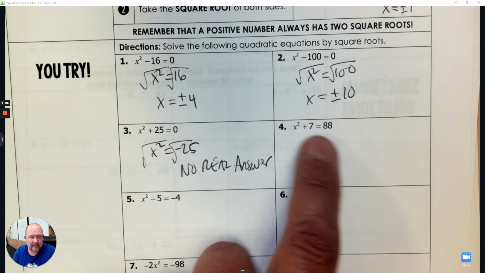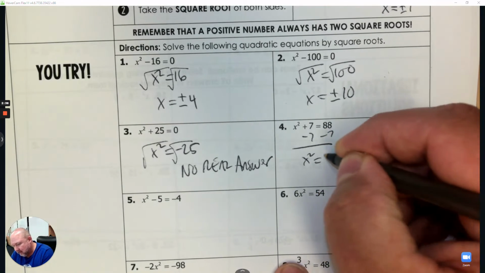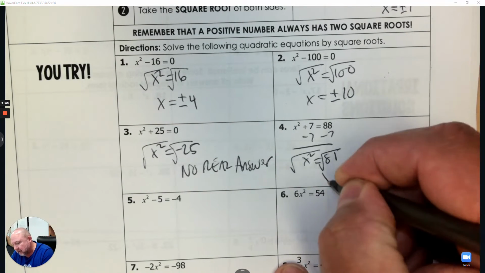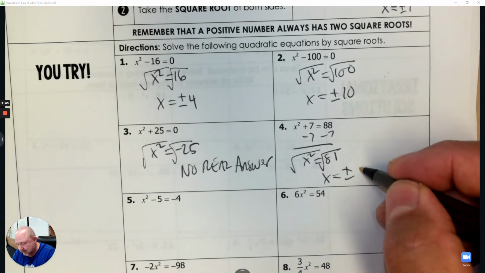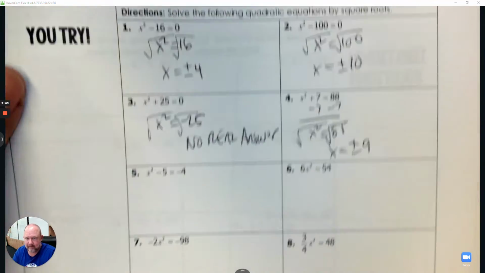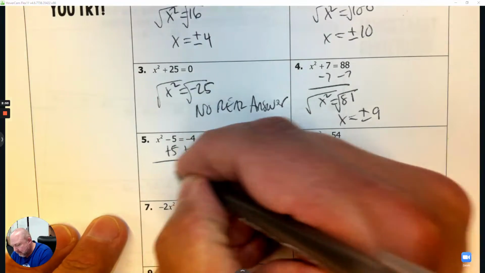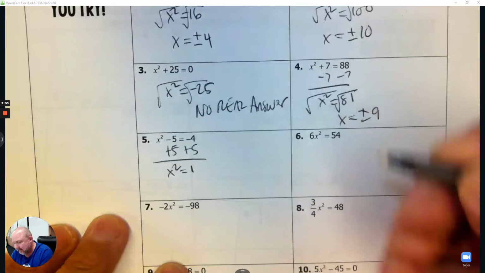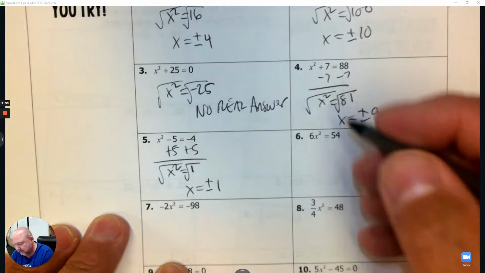There you go. Number 4, subtract 7. So 88, take away 7, then square root. Now notice in this case, we're taking the square root of a positive number. What number times itself is 81? Make sure it's positive and negative. Number 5, add 5 to both sides. Negative 4 plus 5 is 1, square root, and the answer is positive or negative 1.